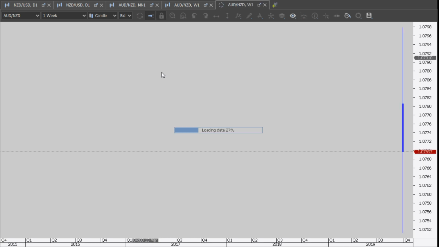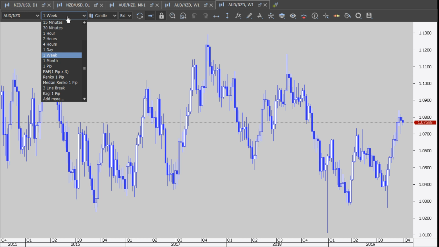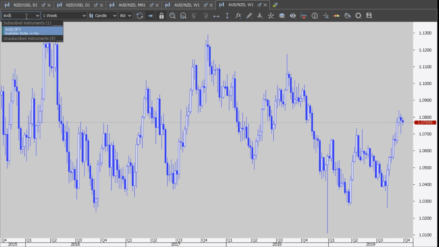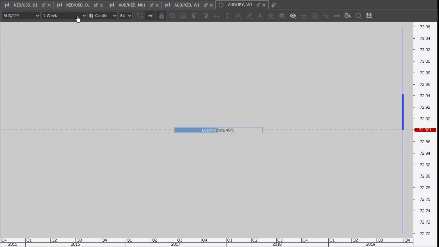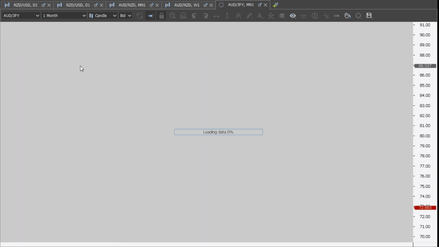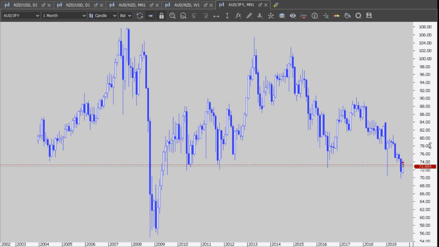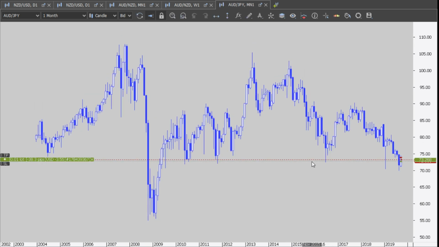Monthly, which one is easy? AUD JPY monthly chart. AUD JPY, looks like I'm in a trade here.